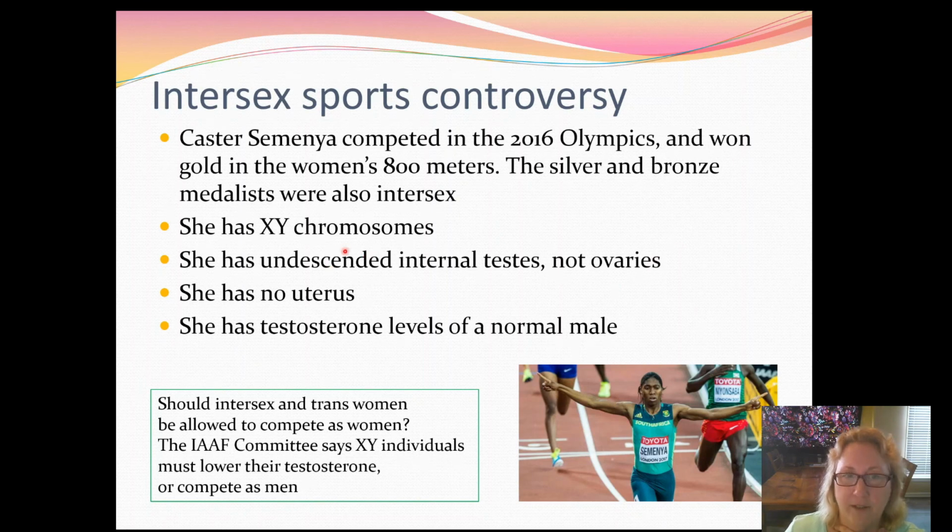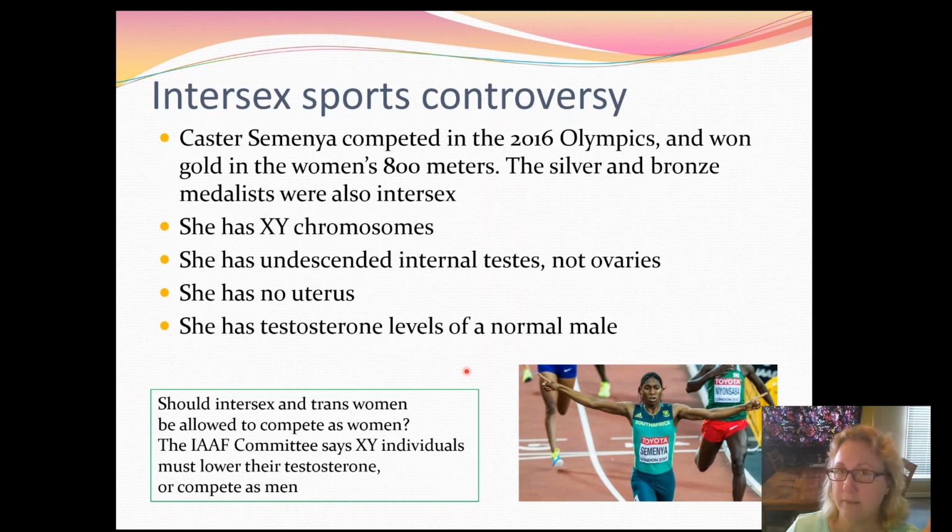So Caster Semenya, in fact, has XY chromosomes. She has testes, not ovaries. Her testes are undescended. They are in her abdominal cavity. She has no uterus, and she has the testosterone levels of a normal male. So the IAAF committee, the International Association of Athletic Federations, I think is what that stands for, before the next Olympics, which now has been postponed because of COVID-19, said they were going to have to decide what they were going to do about this, because women's sports is a protected category.